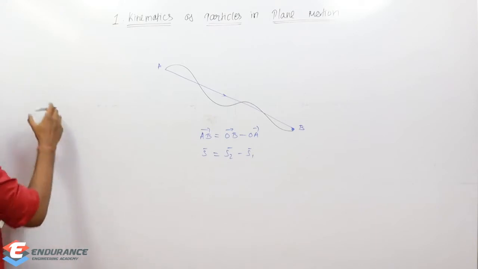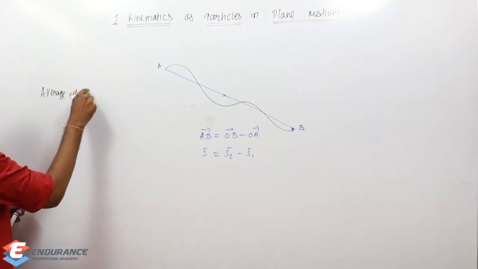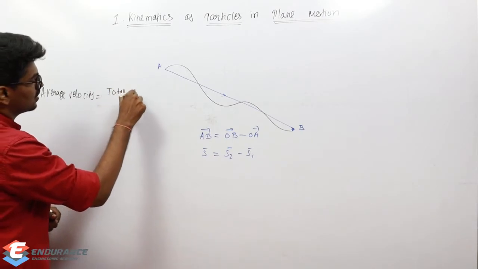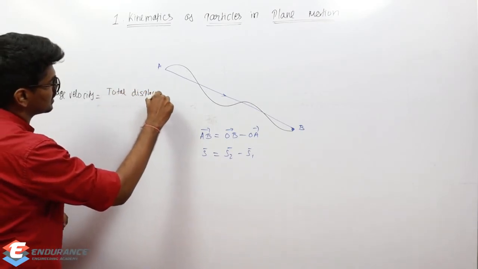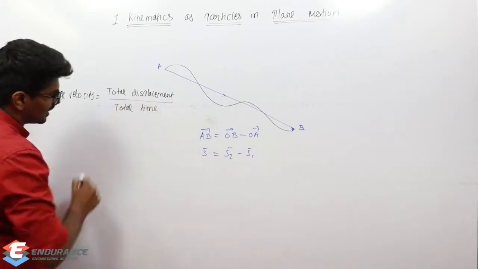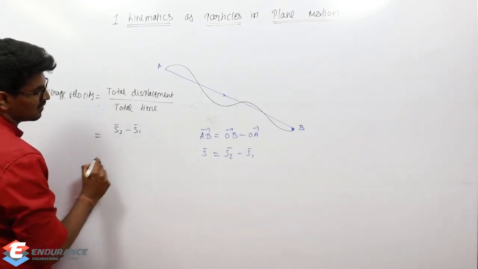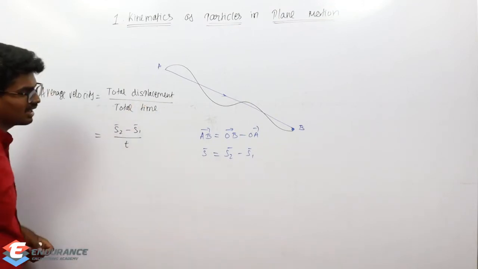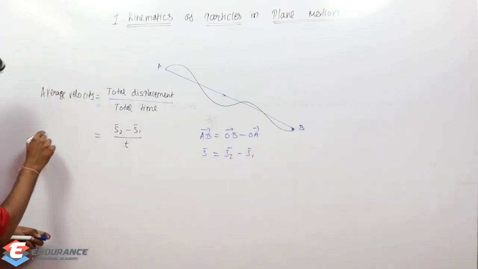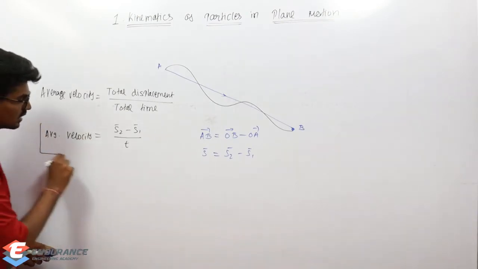So if I talk about average velocity, it is simply, first I will define it, total displacement by total time taken. Total displacement is nothing but the final position vector minus the initial position vector, totally divided by the time taken to cover the total distance. That's it. So this will be my average velocity. Now coming to instantaneous velocity.